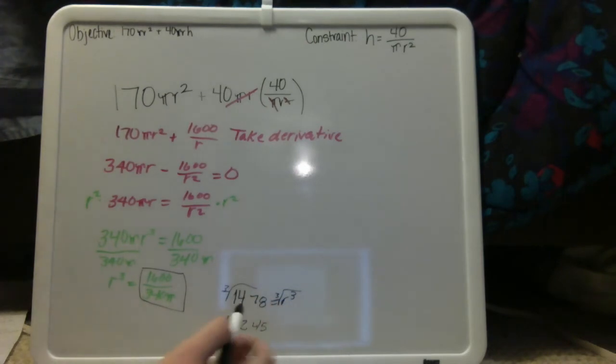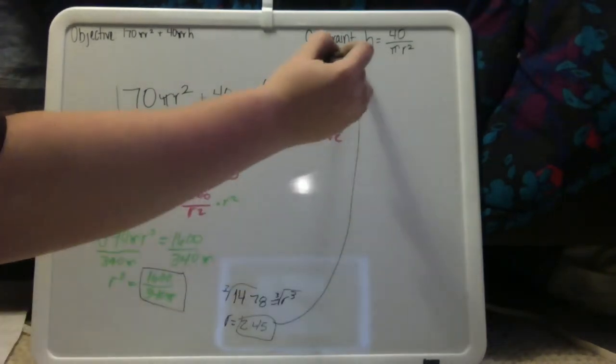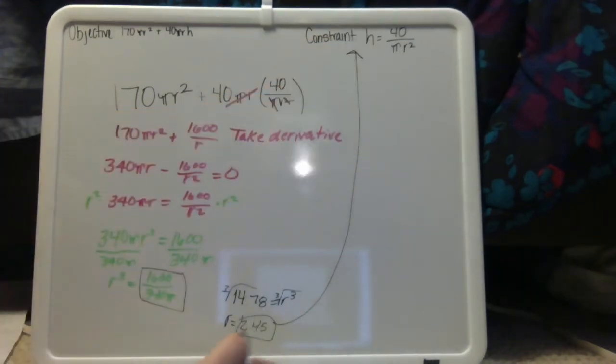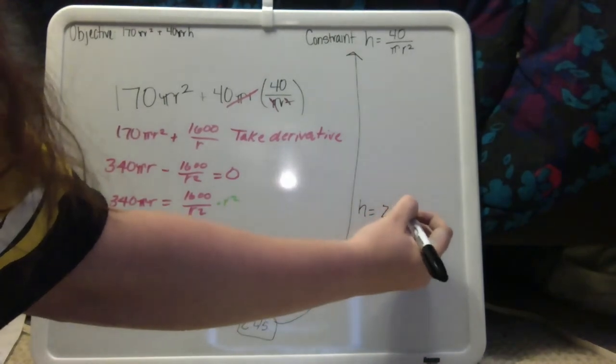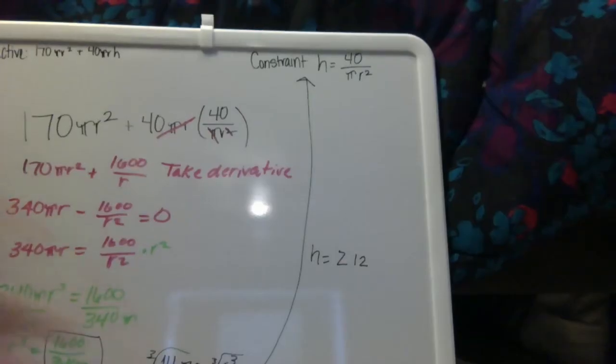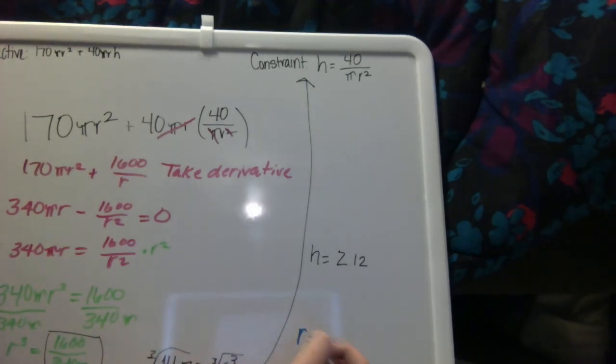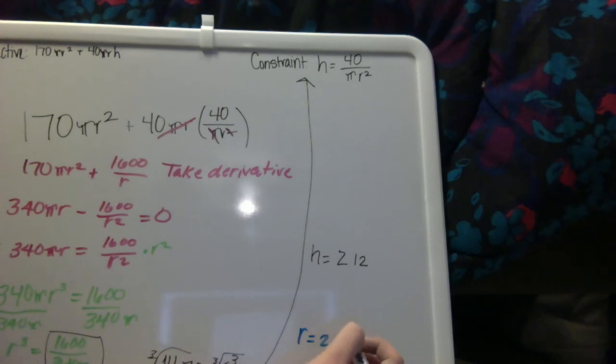However, you are not done. You need to put this 2.45 back into the constraint equation, and when you do, you get that h is equal to 2.12. So in the end, what minimizes costs is r is equal to 2.45 and h is equal to 2.12.